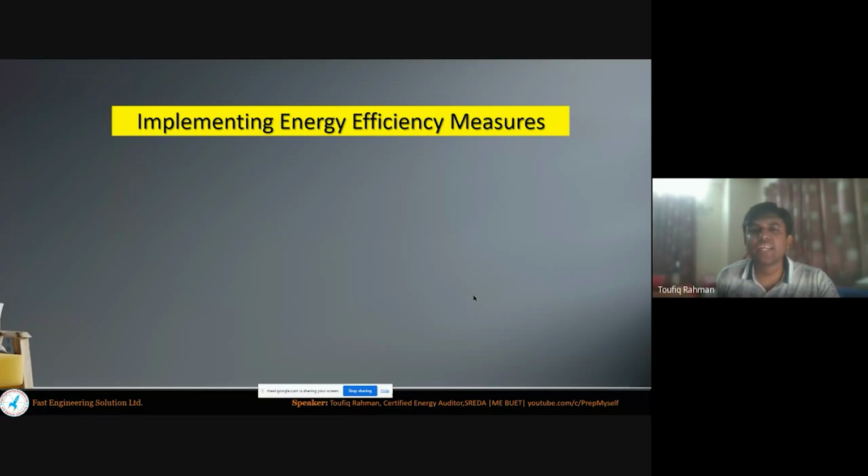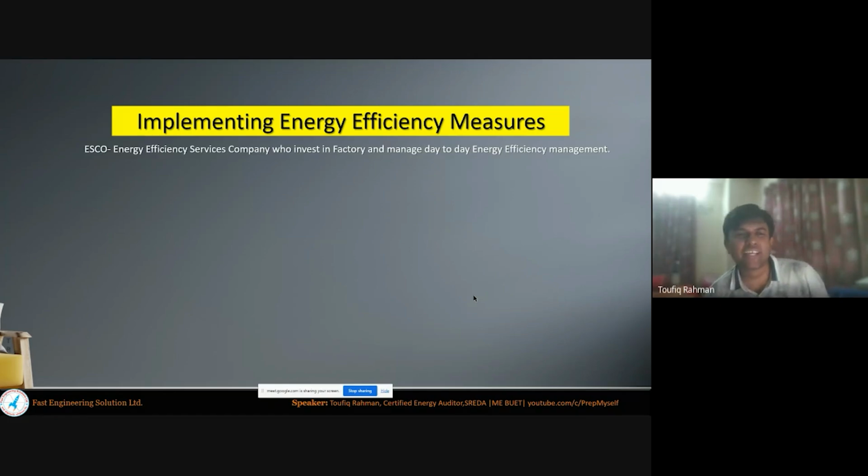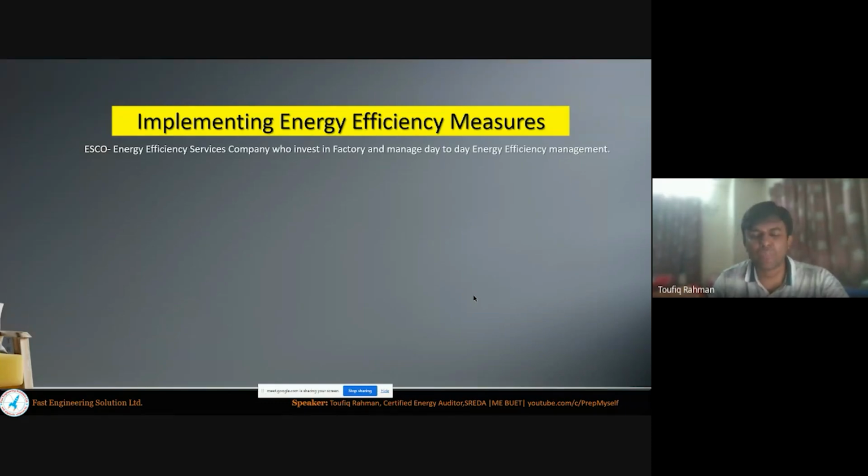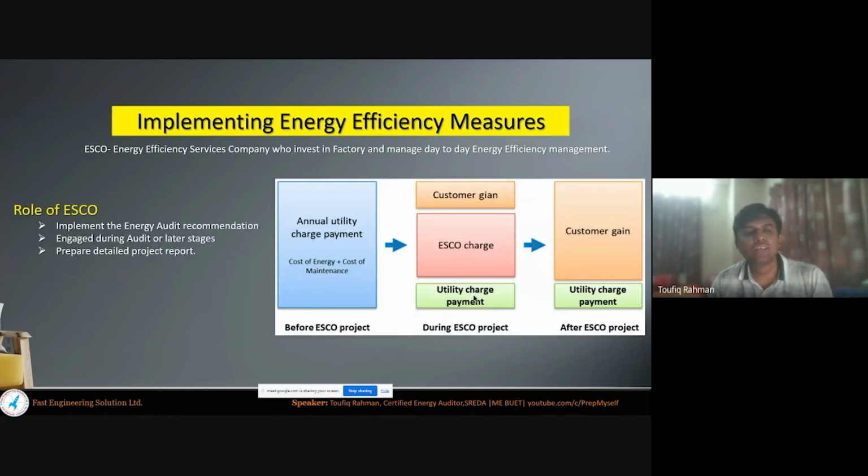If we want to implement the energy conservation measures, energy efficiency measures, right now I can say that maybe it is a new thing for Bangladesh. We can call this the energy services company, ESCO, which can invest in the factory and may manage the day-to-day energy management things in your factory. This ESCO concept is a little bit new, so most people who are unemployed or seeking jobs can go for building their own ESCOs. These ESCOs actually do the implementation of the energy audit recommendations.